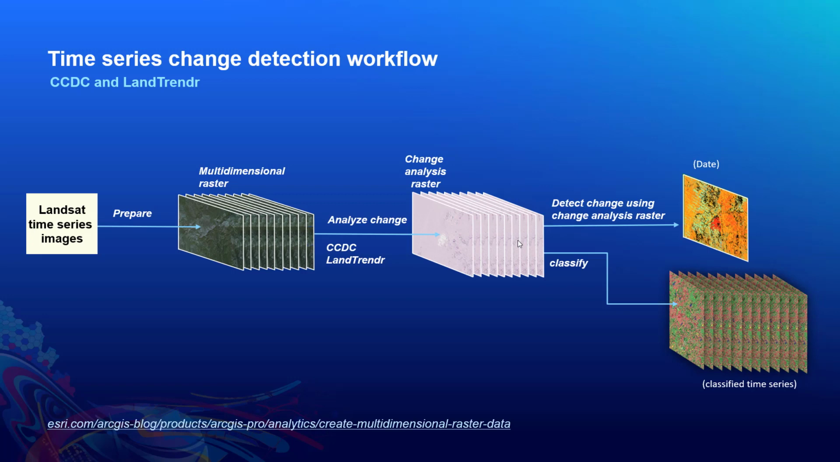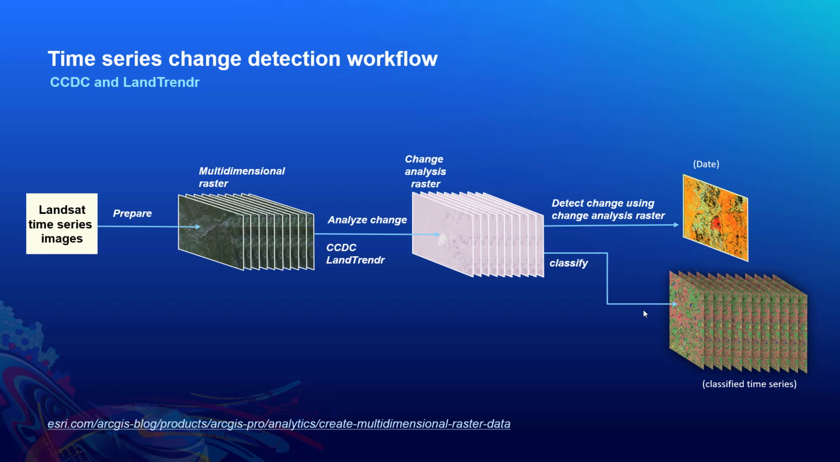And from the change analysis raster, we can do two things. First, use the Detect Change from Change Analysis Raster tool to create change maps. The second is to classify time series images using image classification tools. The training tools and the classify tools have all been enhanced to support time.